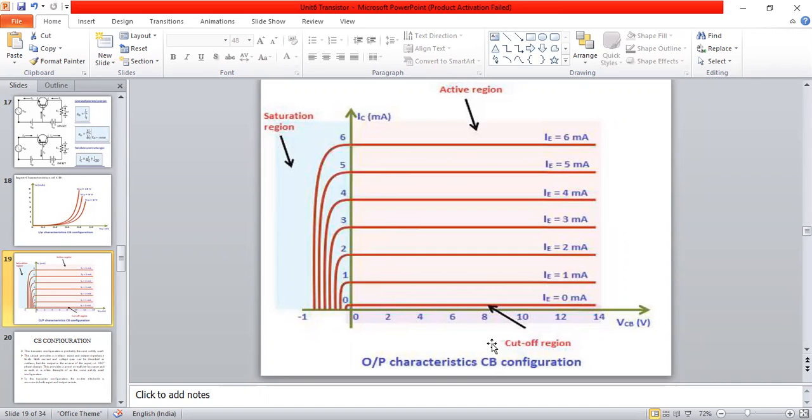But it is not increasing with the VCB voltage. It does not increase with voltage. So with voltage the current is not increasing. Why, what can we tell about that? The output resistance will be high. High or low?